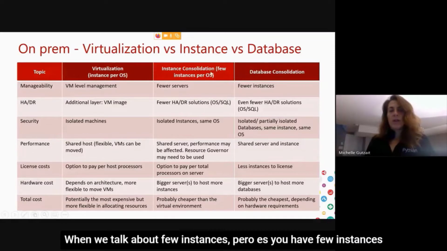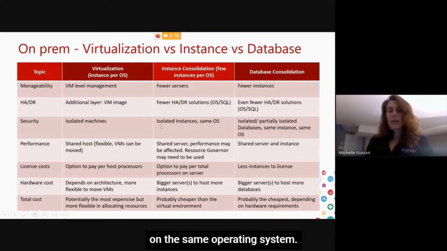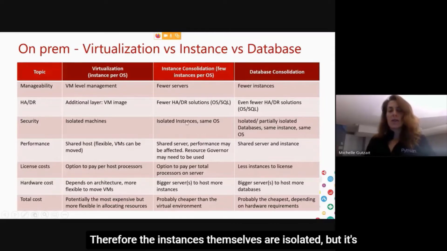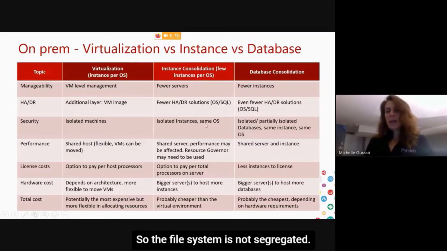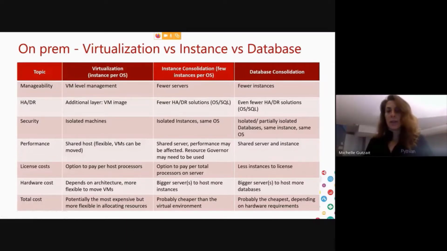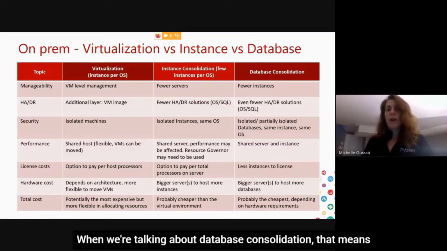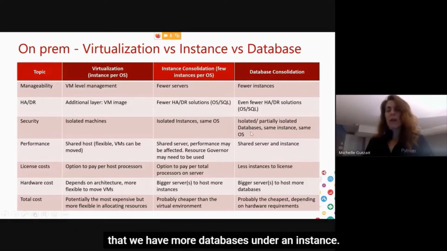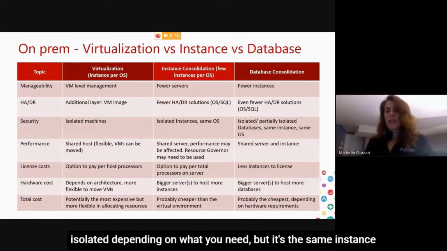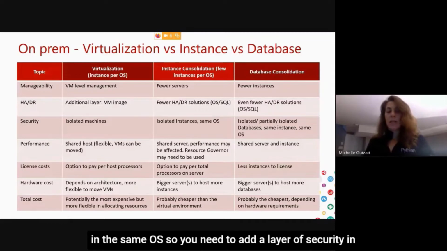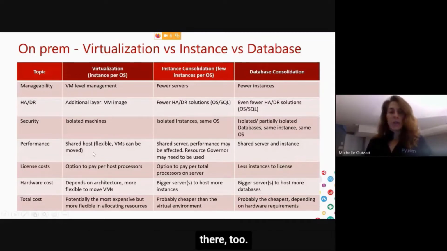When we talk about few instances per OS, you have few instances on the same operating system. Therefore, the instances themselves are isolated, but it's the same OS. So the file system is not segregated. You need to add a layer of security. When we're talking about database consolidation, that means that we have more databases under an instance. It means that the databases are isolated or partially isolated, depending on what you need, but it's the same instance and the same OS. So you need to add a layer of security in there too.